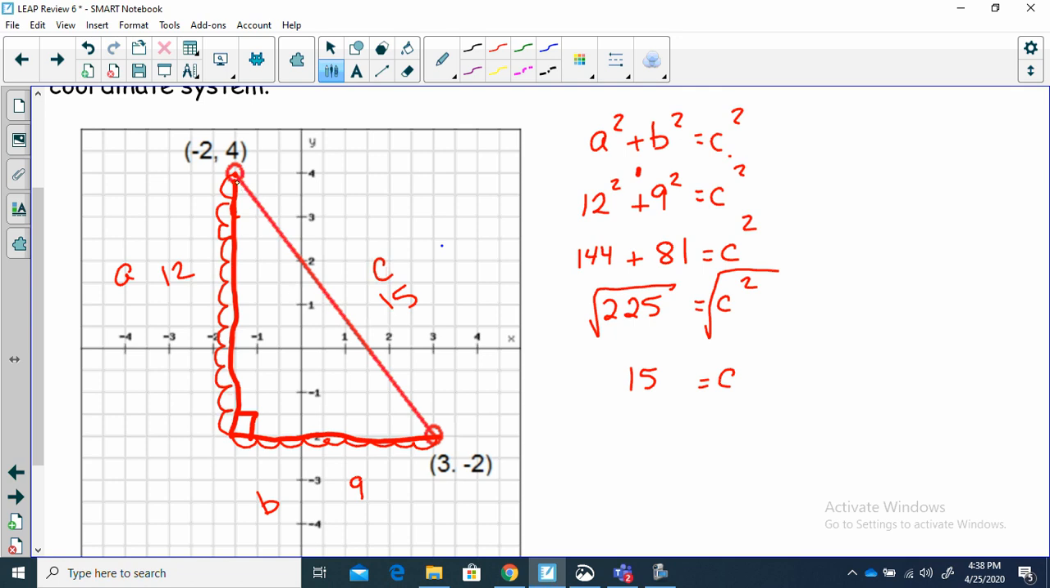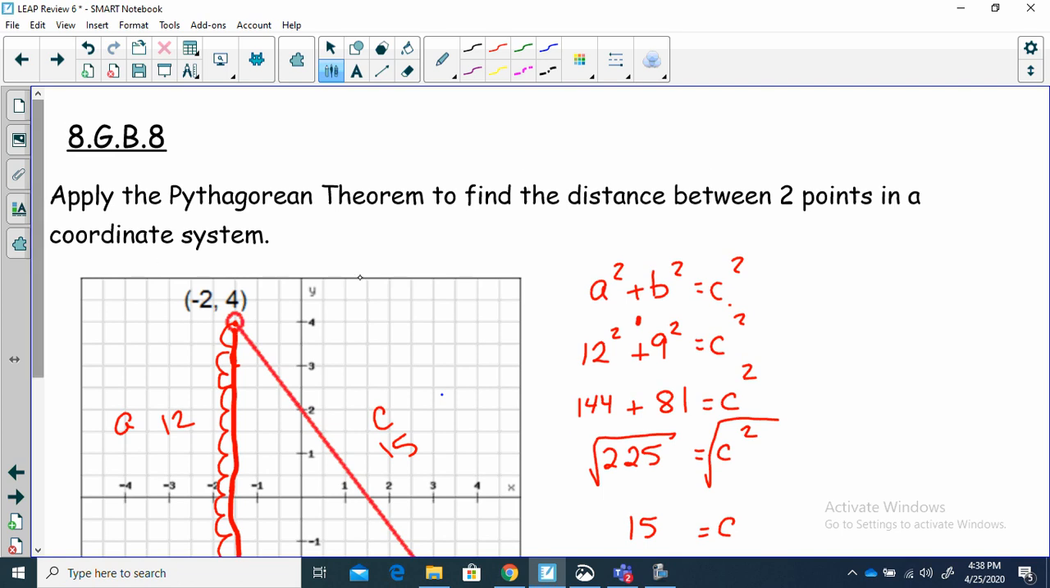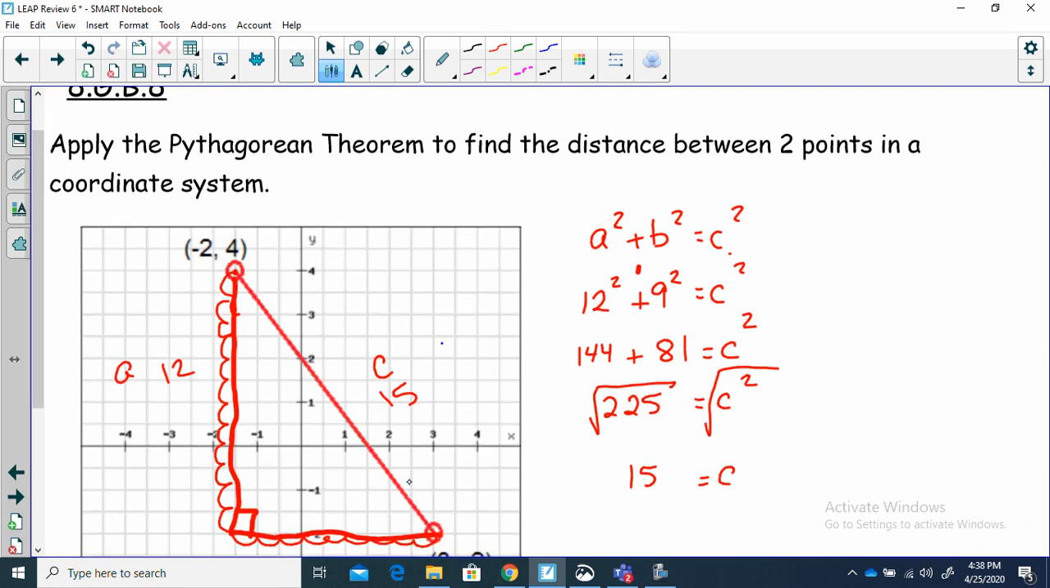15 is the length of this line segment, which is the hypotenuse in this right triangle. It is also the distance between these 2 points, -2, 4, and 3, -2. So what we have actually done is use Pythagorean theorem to find the distance between the 2 points when they're on a coordinate grid system.